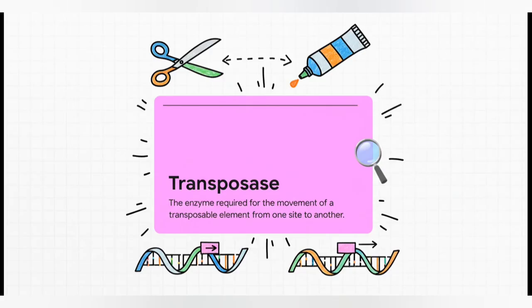And that brings us to the real MVP of this whole operation, transposase. This enzyme is the engine that drives everything. It's like a molecular pair of scissors and a tube of glue all in one. It recognizes the element, cuts it out, and then pastes it into a brand new spot in the genome. Seriously, without transposase, nothing is going anywhere.